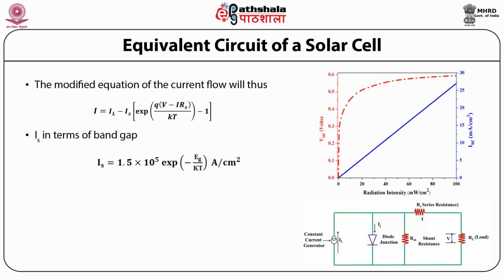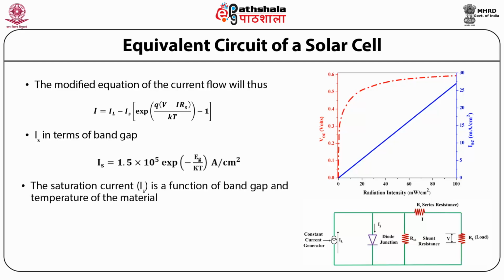A standard equivalent circuit of a solar cell has already been explained, and it is shown over here also, in which the load resistance RL has been applied, and over which the output voltage has been measured. So the modified equation of the current flow will be I is equal to IL minus IS multiplied by exponential of Q(V minus IRS) by KT minus 1.